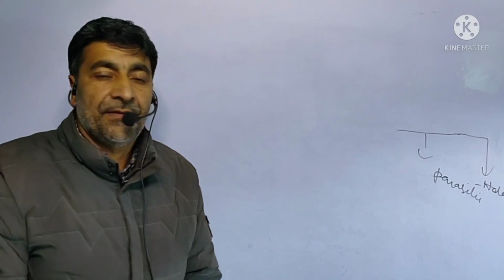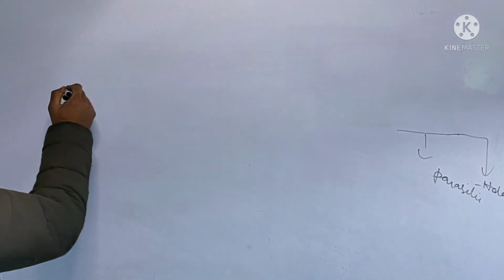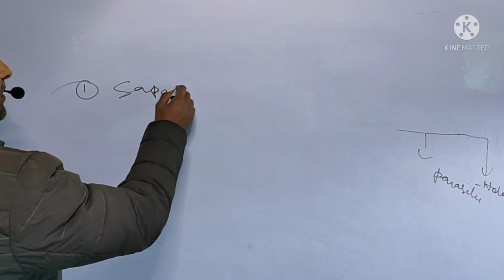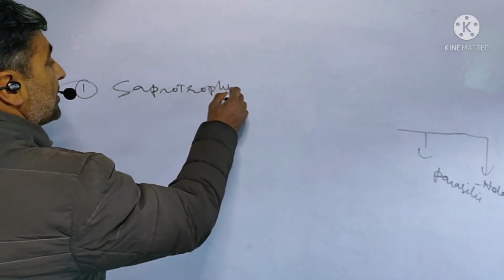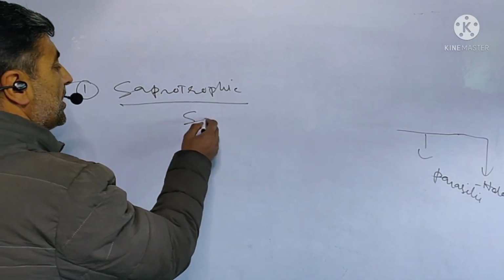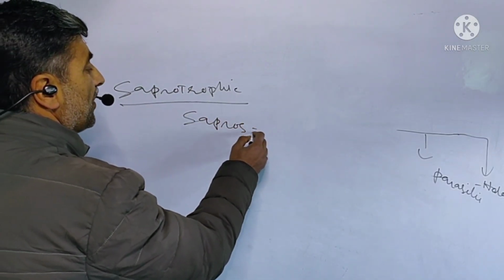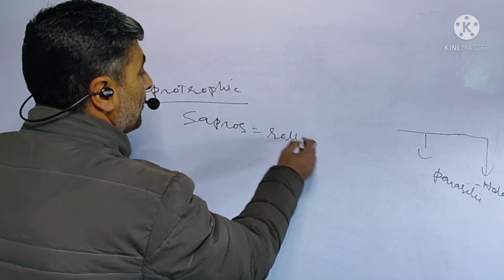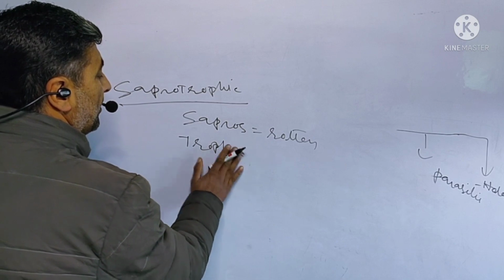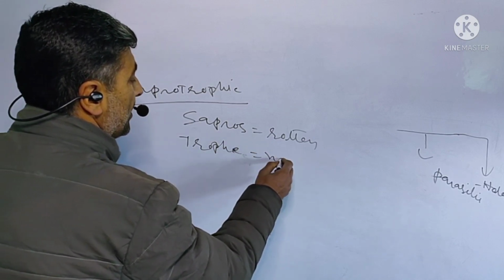अब हम उठाएंगे पहला टाइप, वो है सेप्रोट्रॉफिक। Saprotrophic nutrition. What is saprotrophic? It is derived from sapros. Sapros means rotten. Trophy means nourishment.